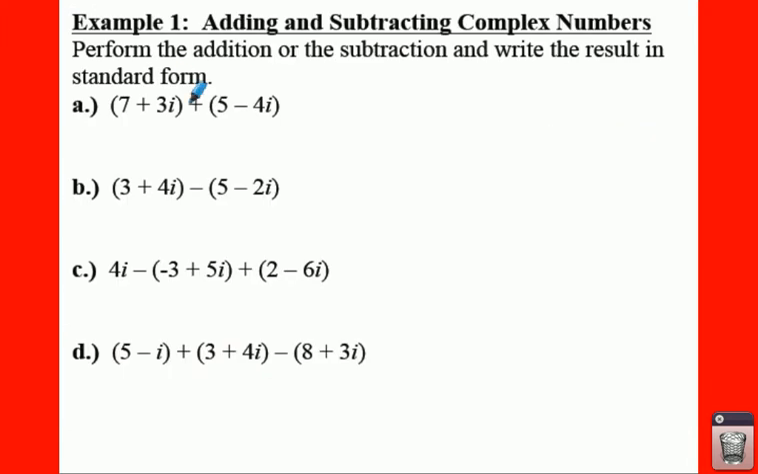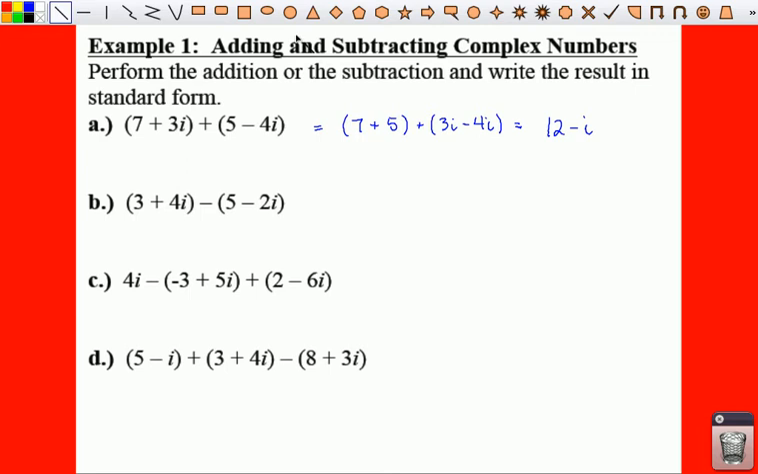So if we look at example 1, I'll do a couple of these. For example, part A, 7 plus 3i plus 5 minus 4i. Well, you just group together your real parts. You have a 7 plus 5, and then you group together your imaginary parts, which is 3i minus 4i. Then you end up getting the answer, well, 7 plus 5 is 12, plus, actually not a plus, because 3i minus 4i is a negative 1i, so you would just have 12 minus i. And that would end up being your solution.